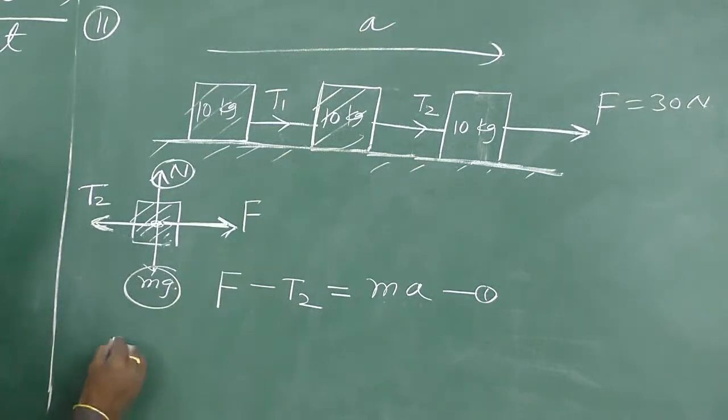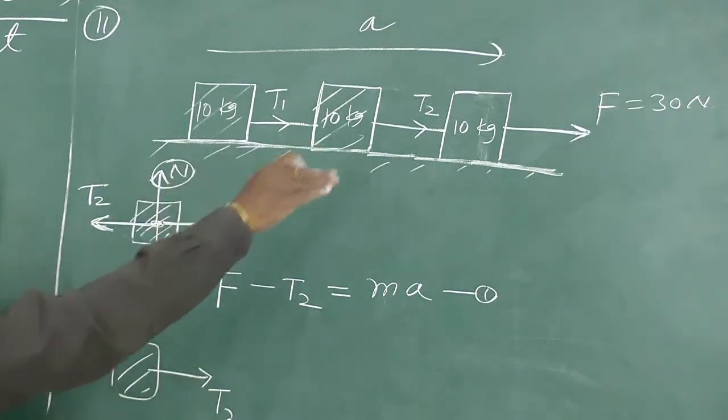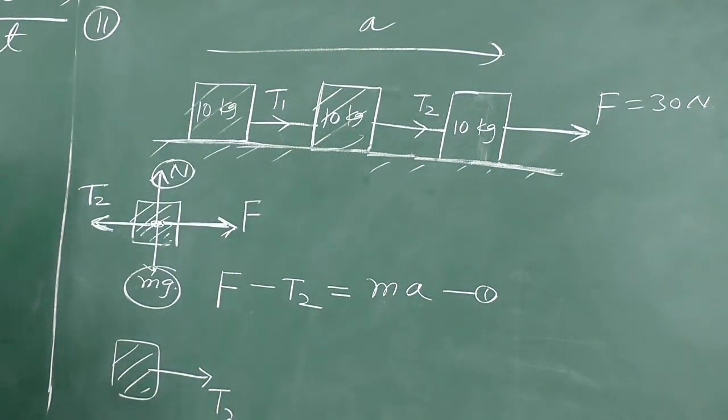Then for the second block, this is T2. For the second block, T2 is the force acting on the block in the forward direction, and T1 will be like this. So these are the two forces which cause the motion along the surface. Of course, N and mg cancel out.